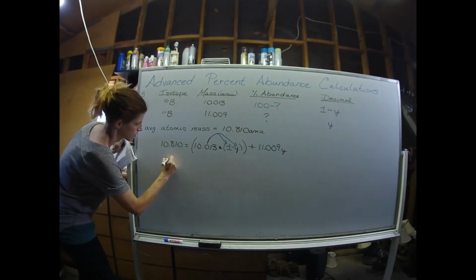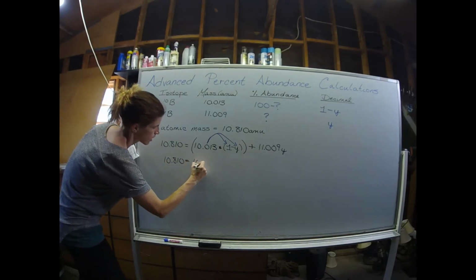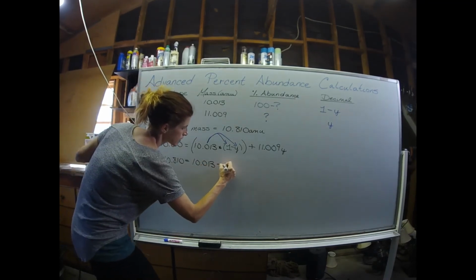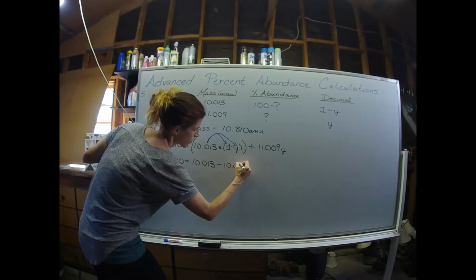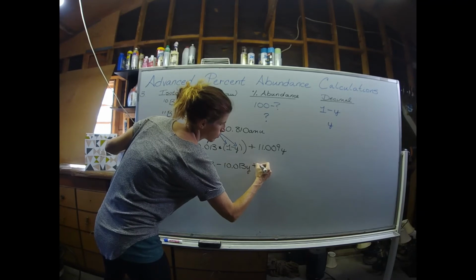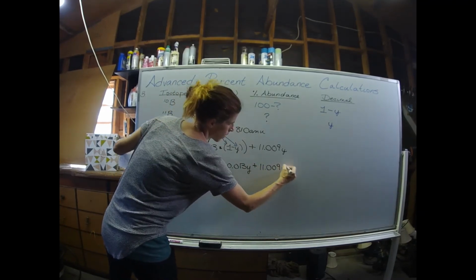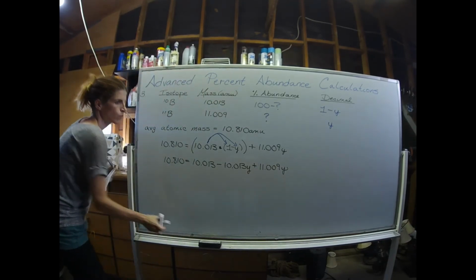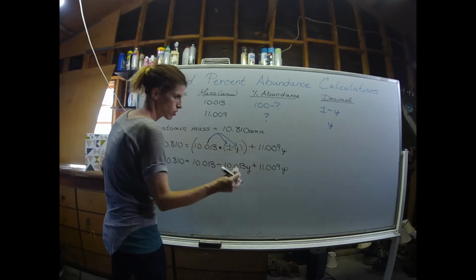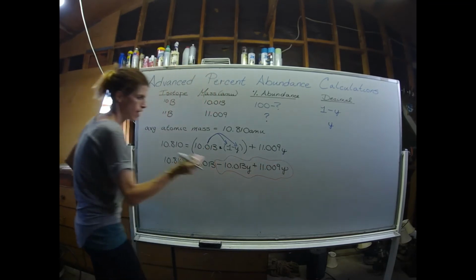Now I have 10.810 equals 10.013 minus 10.013y, and then I still have this last term. So plus 11.009y. Combining like terms. The second and the third term both have y in them. So I'm going to put them together and rewrite my equation.